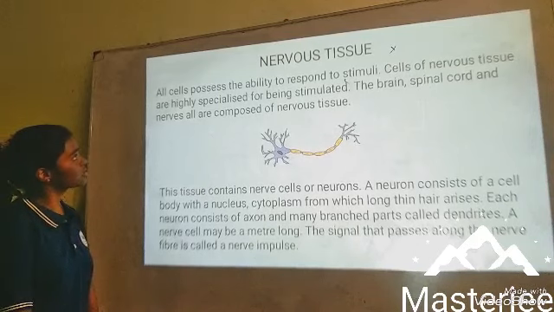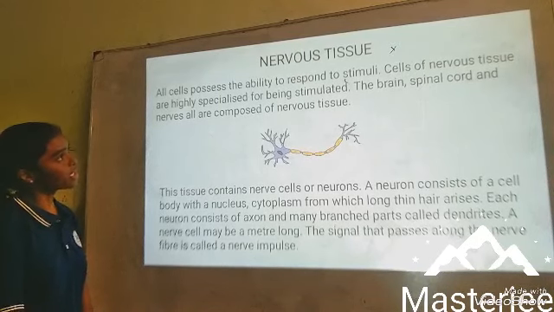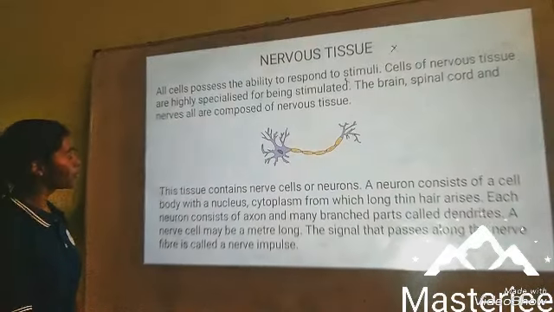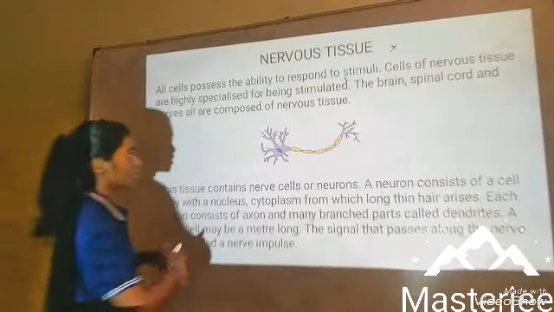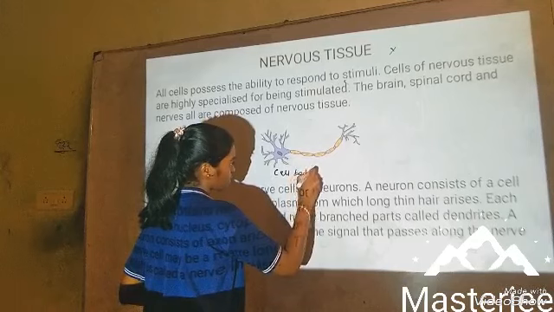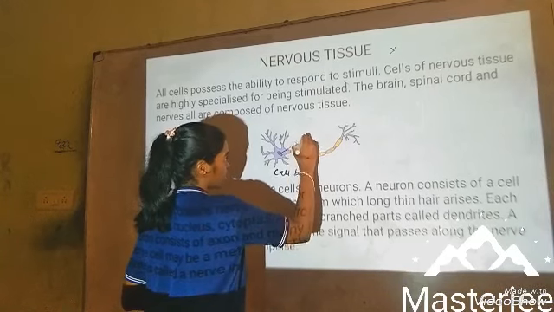All cells possess the ability to respond to stimuli. Cells of nervous tissue are highly specialized for being stimulated. The brain, spinal cord, and nerves are all composed of nervous tissue. This is the cell body of nervous tissue. There is a nucleus present in it.